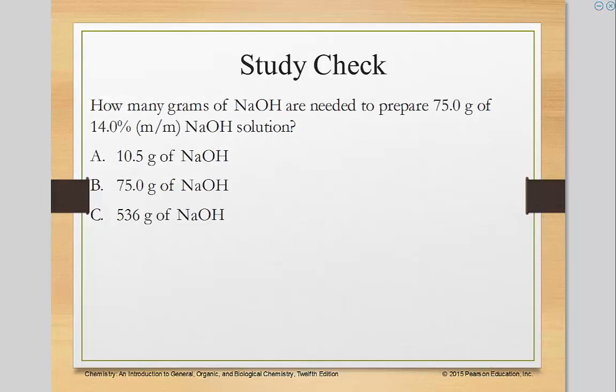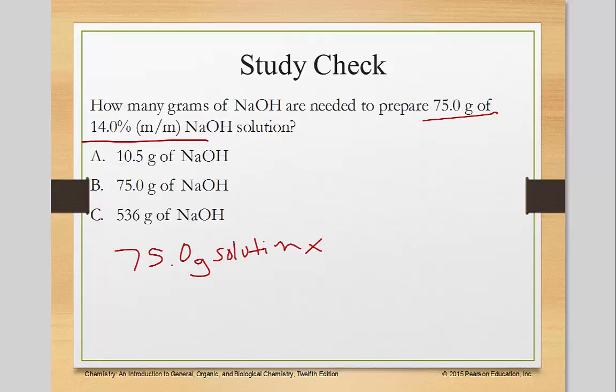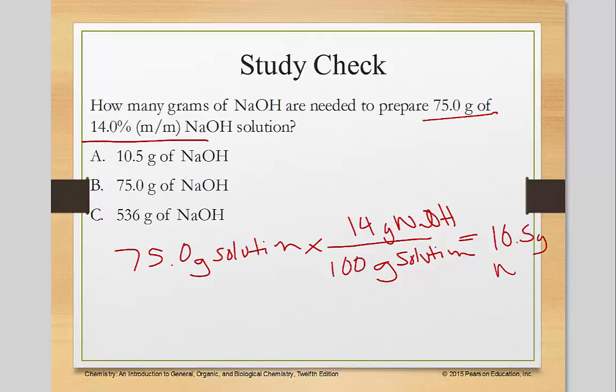So let's try another one. How many grams of NaOH is needed to prepare 75 grams of 14% by mass NaOH solution? So we have 75.0 grams of solution that we're actually wanting. And it's 14%. So for every 100 grams of solution, we have 14 grams of NaOH. That comes out to be 10.5 grams of NaOH that we actually need to make the solution.